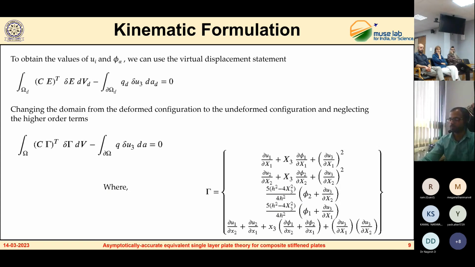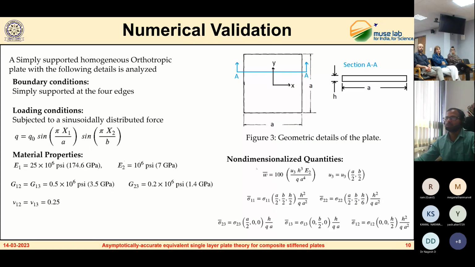We have used this model for different applications. First we are going to validate this model numerically. Here is the plate, an example in which we are considering a square plate. The geometrical details of this plate are shown here, all four edges of this plate are simply supported, and we are applying a sinusoidal force on the plate, and we are considering an orthotropic material. For the comparison of results, we are considering these non-dimensionalized quantities.